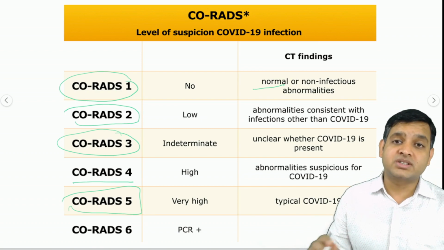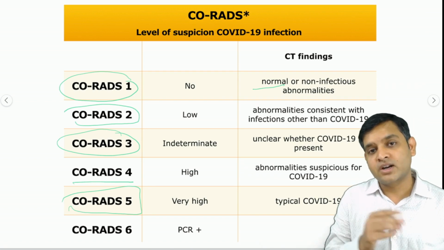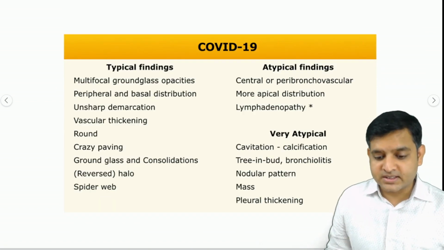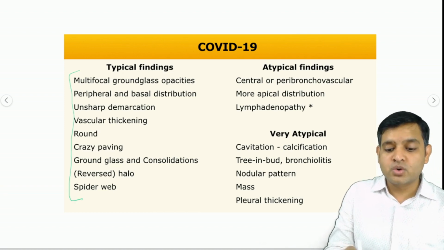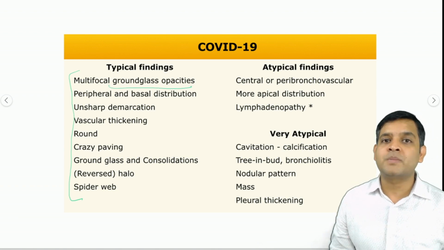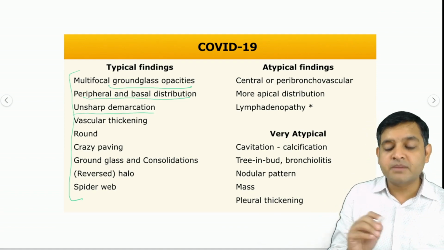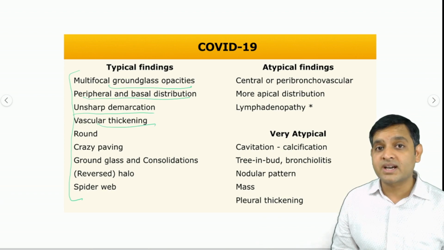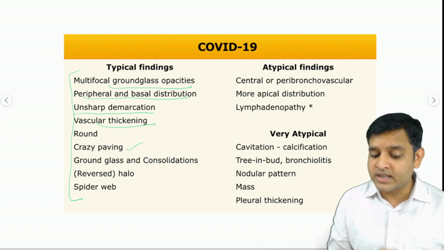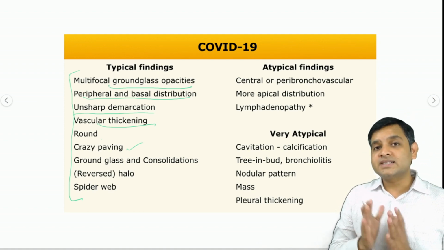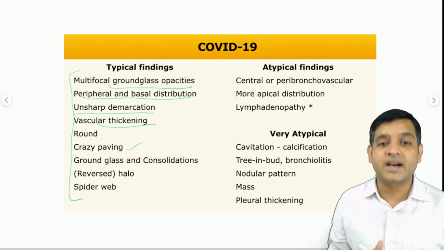Now, what are those changes that favor COVID and what are the changes that do not favor COVID-19 infection? Let's see those. If you see typical findings, these are considered typical for COVID-19 infection, which include multifocal ground glass opacities, peripheral and basal distribution of the opacities, unsharp demarcation, associated vascular thickening, round, crazy paving pattern, ground glassing and consolidation, reverse halo and spider web. These are considered typical findings which make the probability of COVID high or very high.